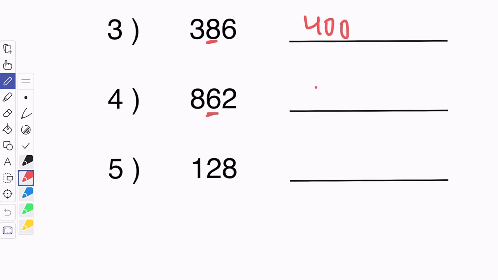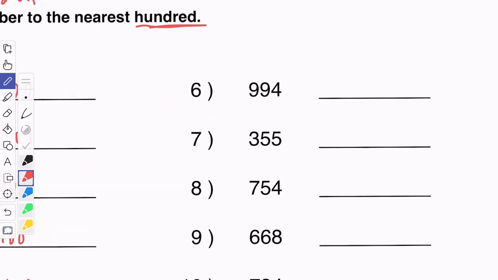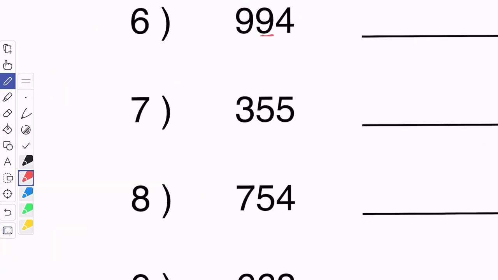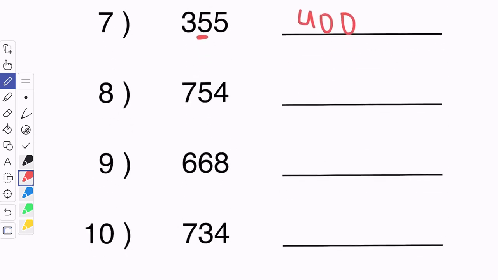862, greater than 5, we're going to round up to 900. 128, 2 is less than 5, so we're going to round down to 100. 995, it's a 9, it's greater than 5, so we're going to round up to 1,000. 355, it's equal to 5, so we're still going to round up to 400.